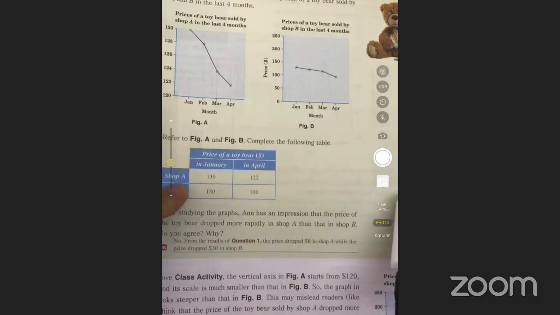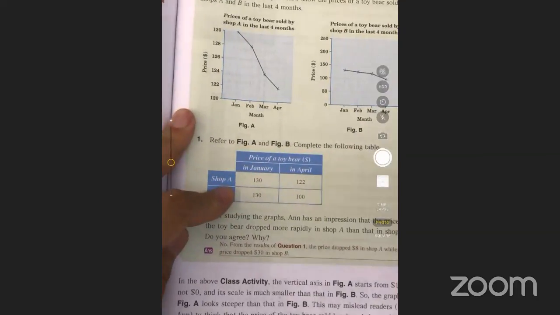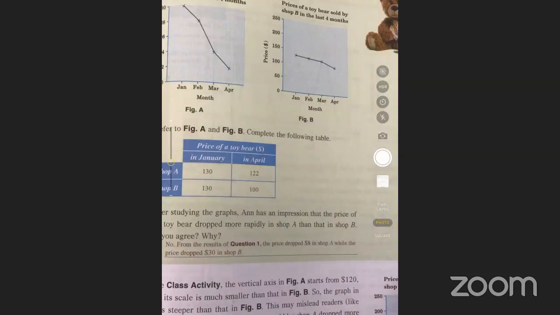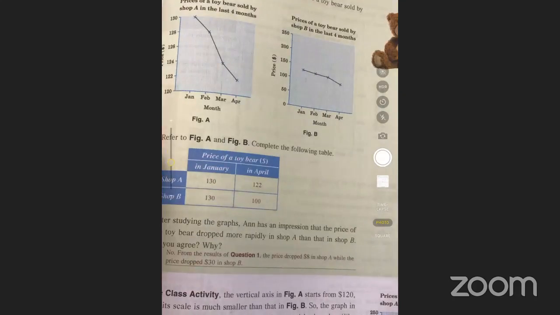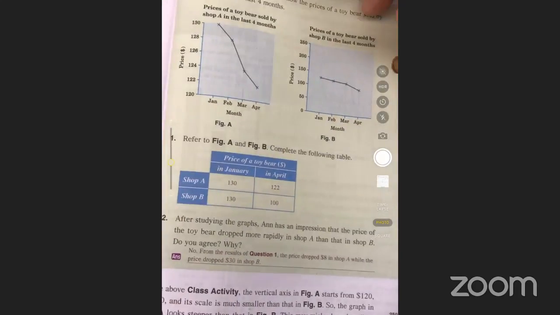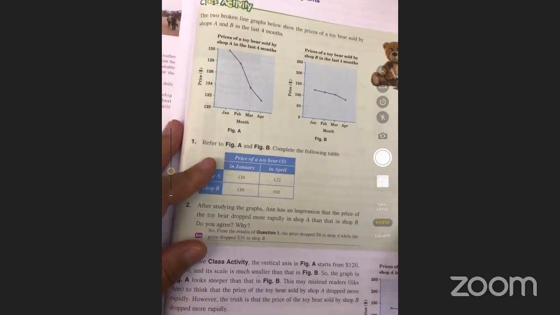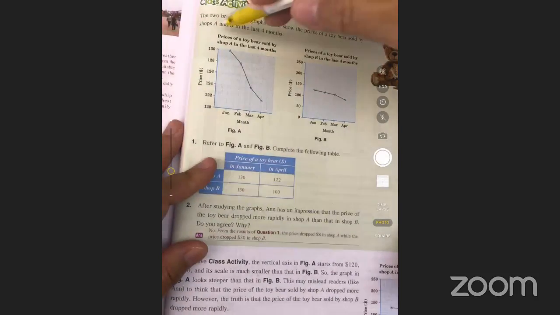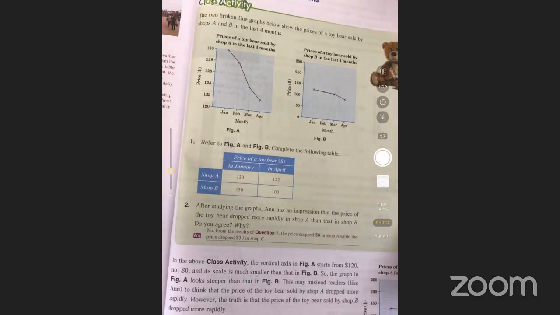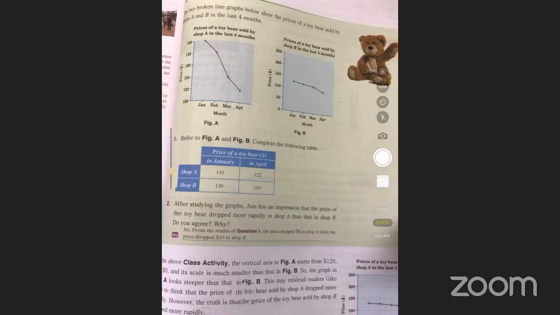Now, for this one, let's look at that. There are two broken line graphs being shown here, and the broken line graph shows the prices of a toy bear sold by shops A and B in the last 4 months. The same bear, but it is being sold in two shops.